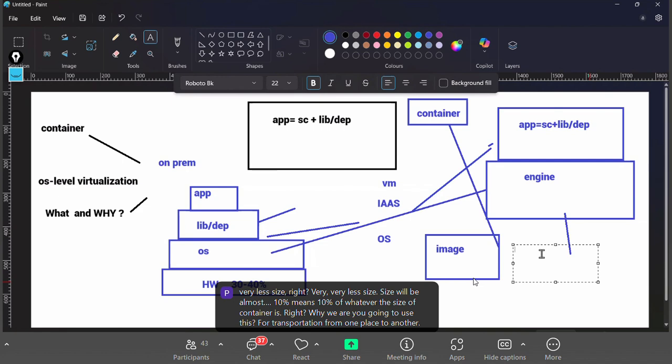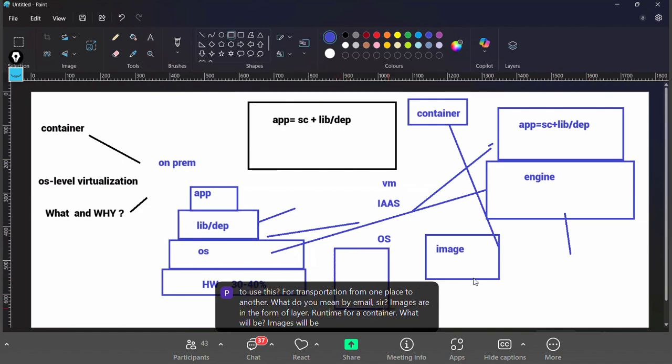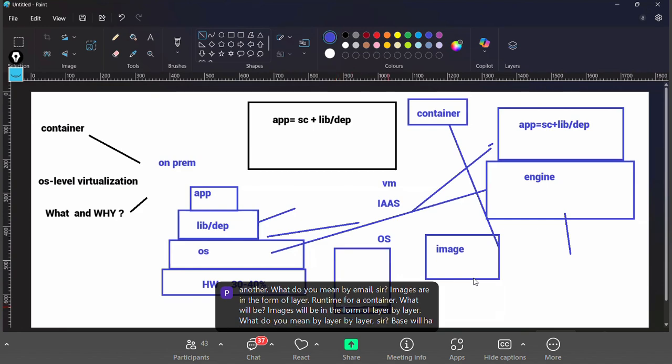What do you mean by image, sir? Images are in the form of layers. Runtime for container, what will it be? Images will be layer by layer. What do you mean by layer by layer, sir? The base will have the operating system, 5% of an operating system. Usually most of the time it's Alpine. What is Alpine, sir? Alpine is a lightweight Linux OS.